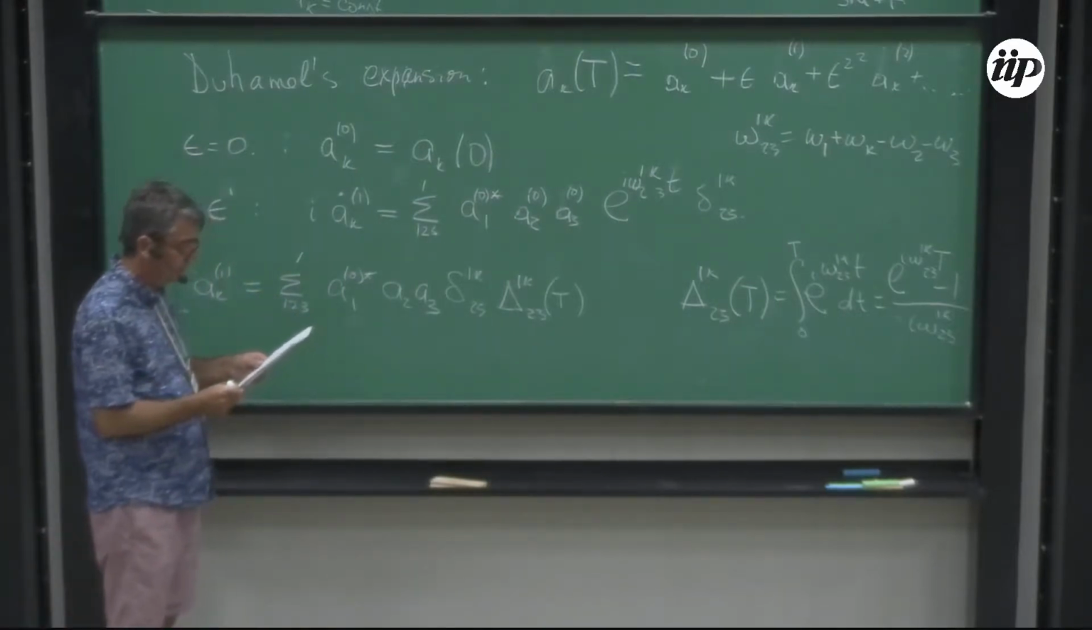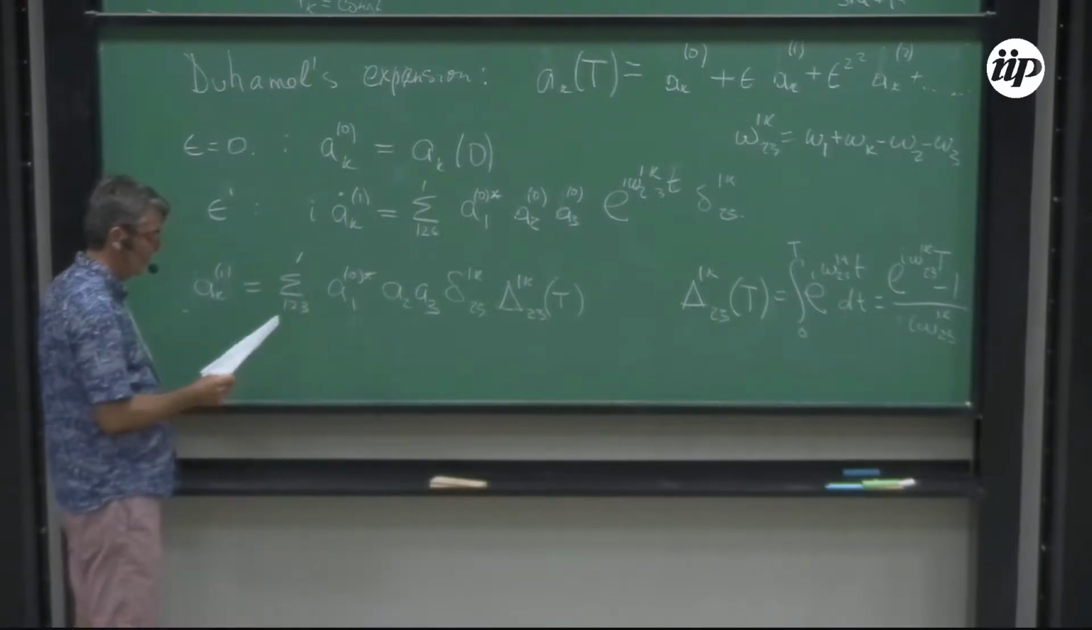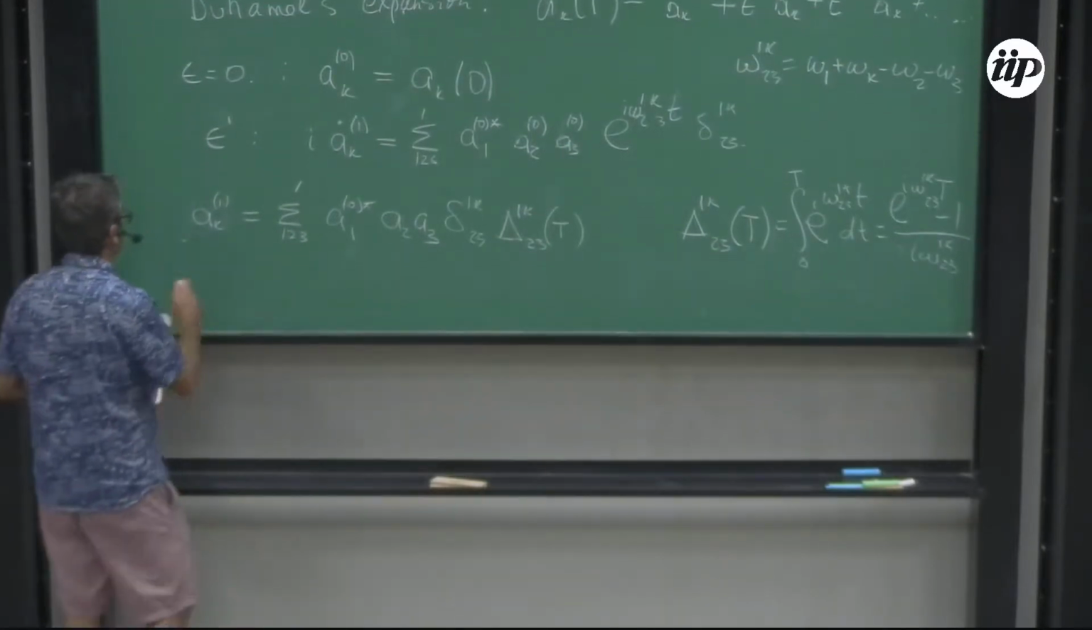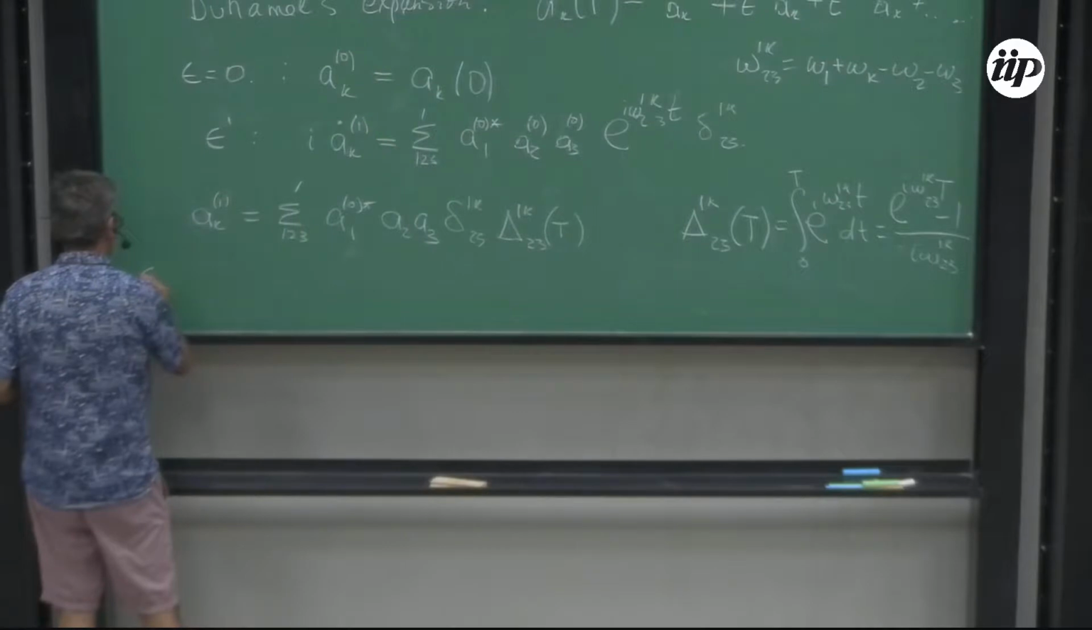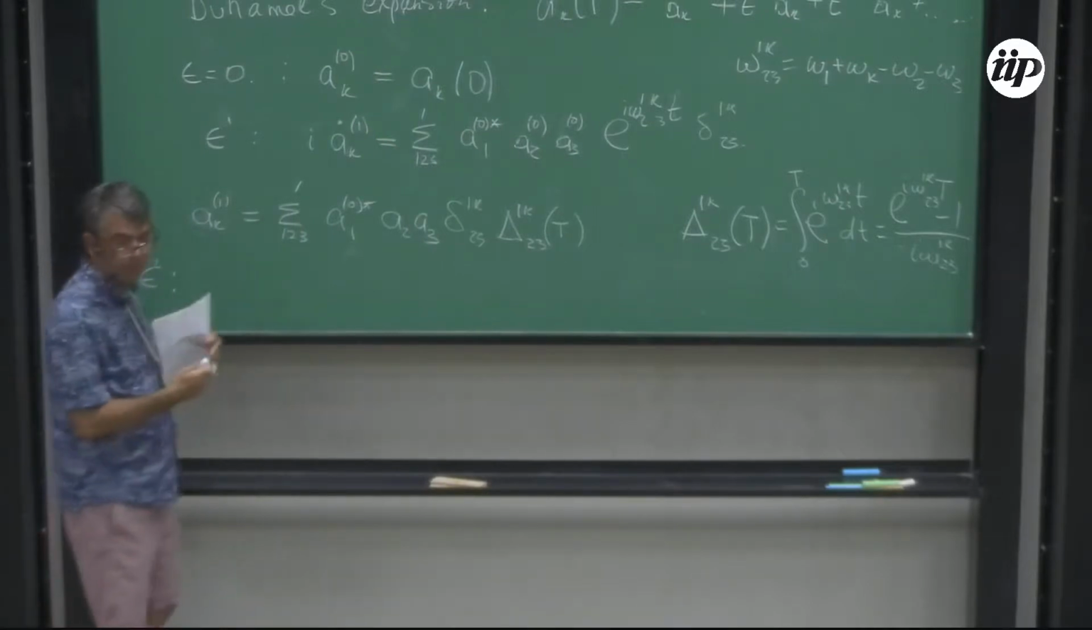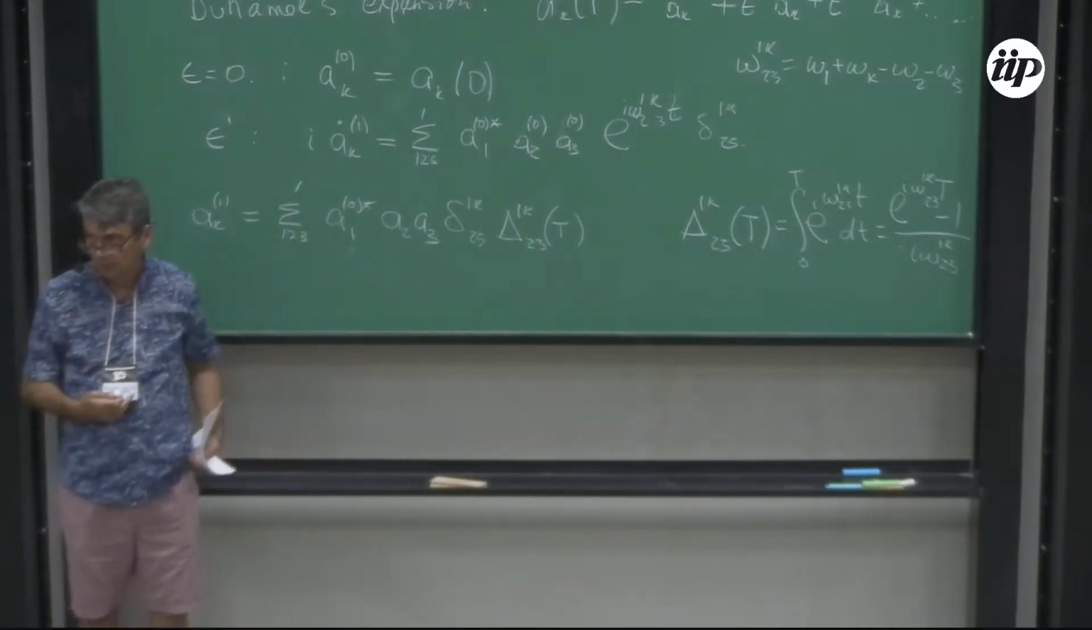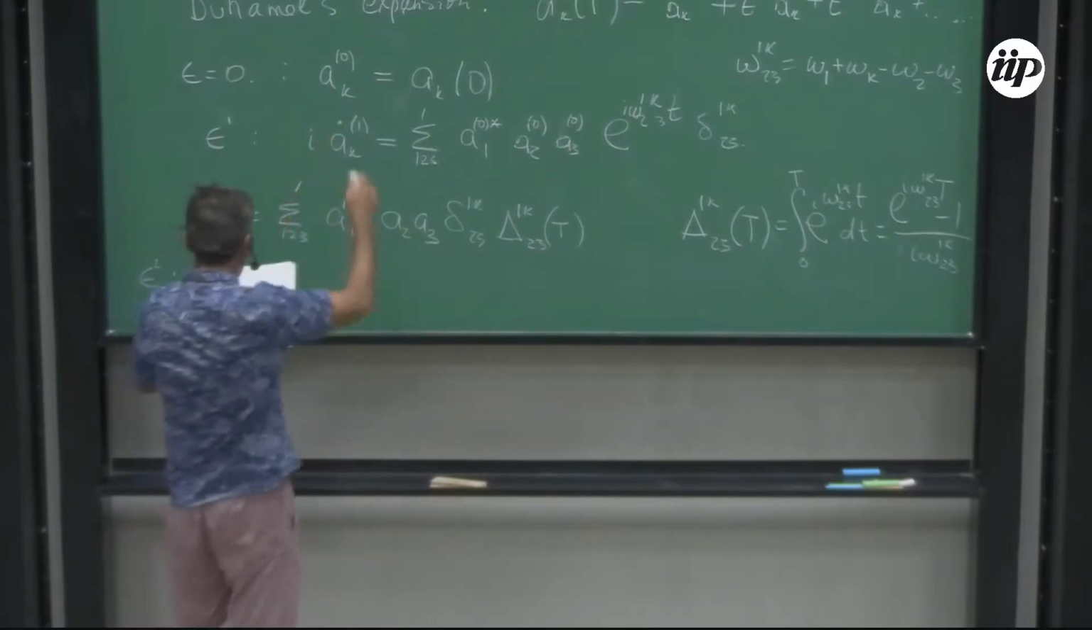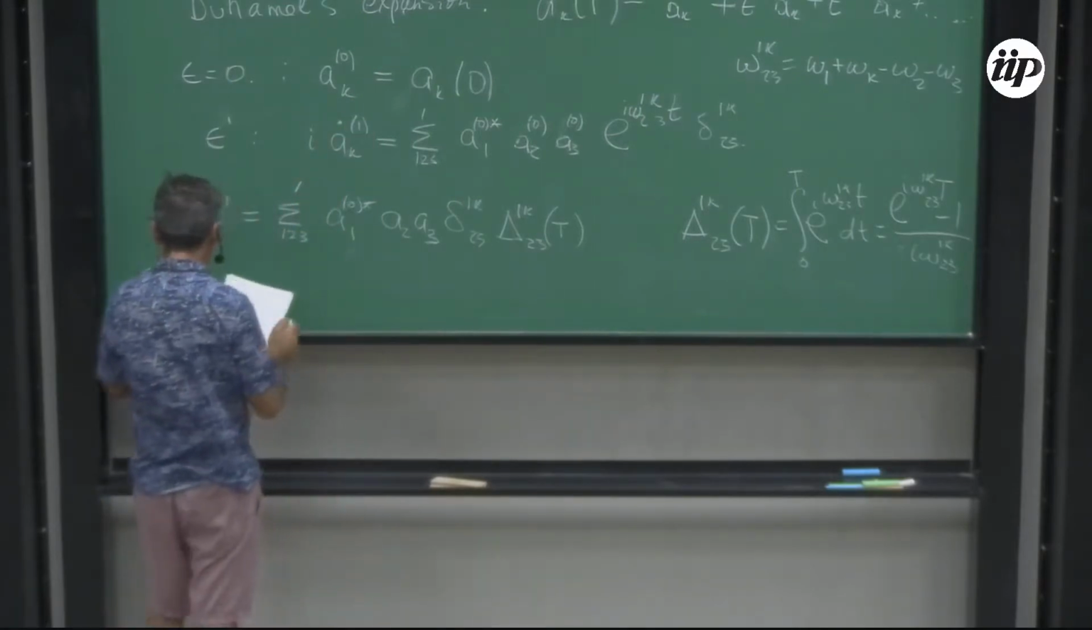Okay, then I do the next order. So in the order epsilon squared, again, I plug the previous order into the right-hand side of the original equation.